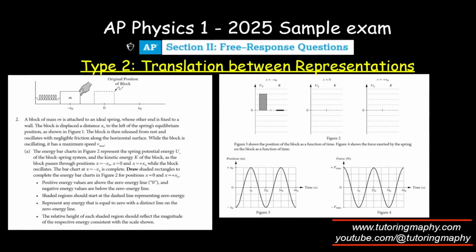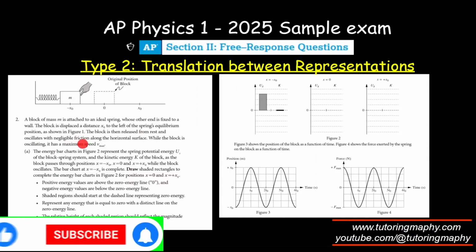Right. In this question, we are given that there's a block of mass m attached to an ideal spring whose other end is fixed to a wall. The block is displaced to a distance of x naught to the left of the spring's equilibrium position as shown over here. So this is the equilibrium, and the block is displaced to the left by a distance of x naught and is then released from rest and oscillates with negligible friction around the horizontal surface.